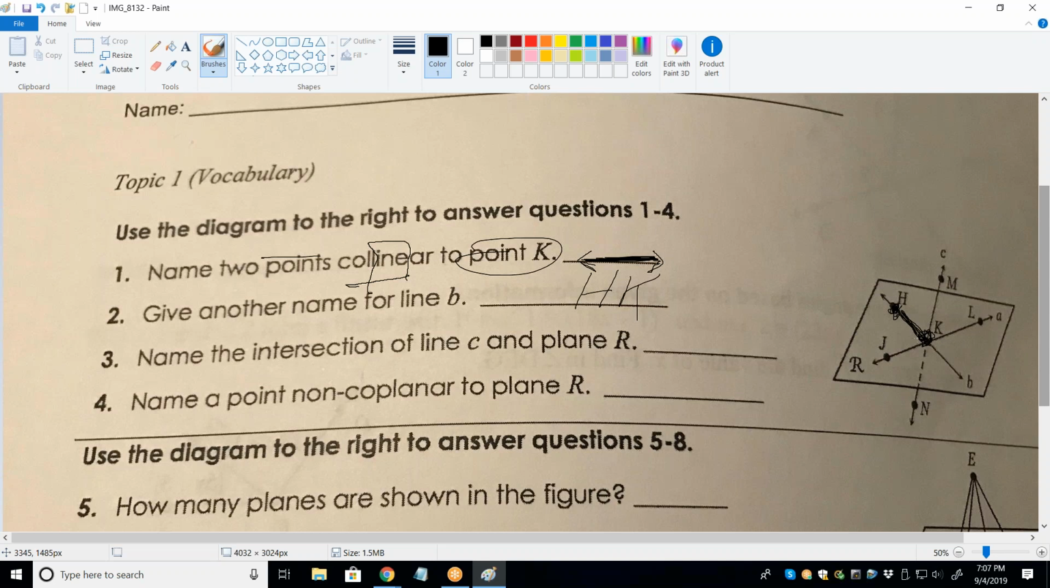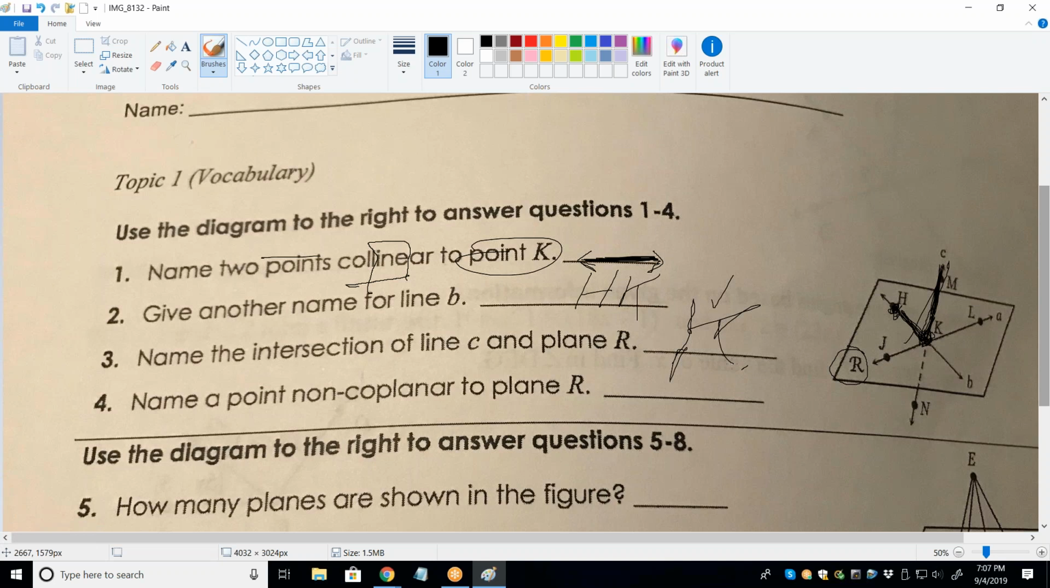Name the intersection of line C and plane R. Well, there's plane R. K, right? Yeah, there's line C, and it intersects that plane R at K. So that would be K.